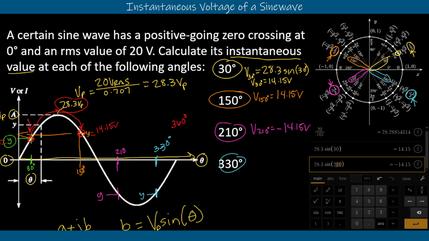Okay, so we'll do one more here and we'll see that we got 330, and that gives us another negative 14.15. The 330 degrees is equal to negative 14.15, right? These two are still different, right? The first one, the pink one over here, was on our rise up to our negative peak, and we know that's going to be negative 28.3 volts. And then on the other side, we get negative 14.15 again, but that's just because it's on our falling edge here. So this one's also negative 14.15, and it's going to continue down until it hits 0 volts at this axis again.